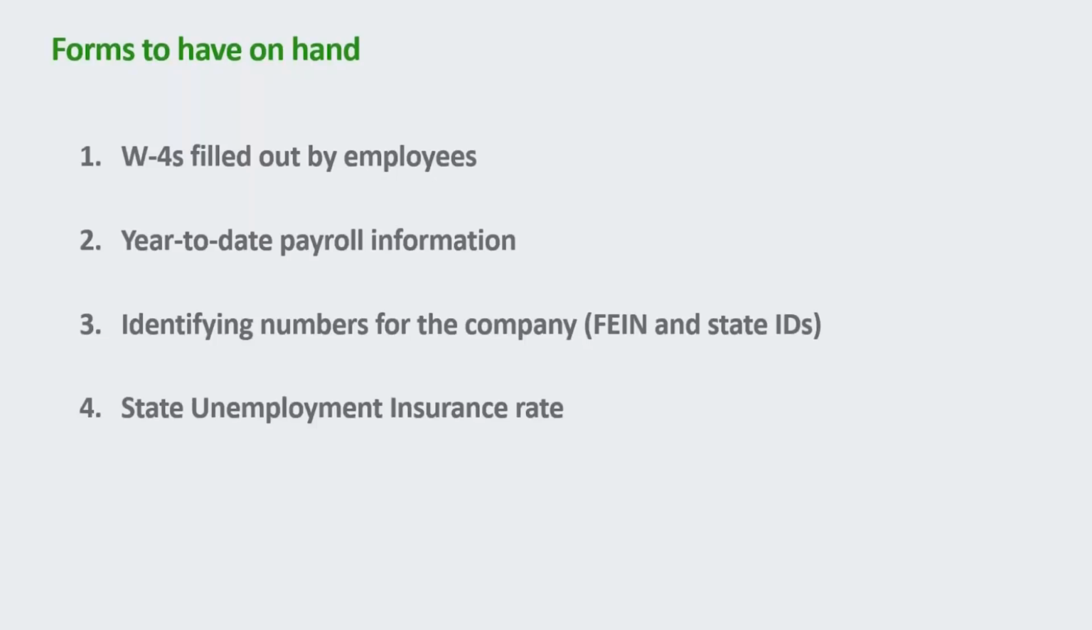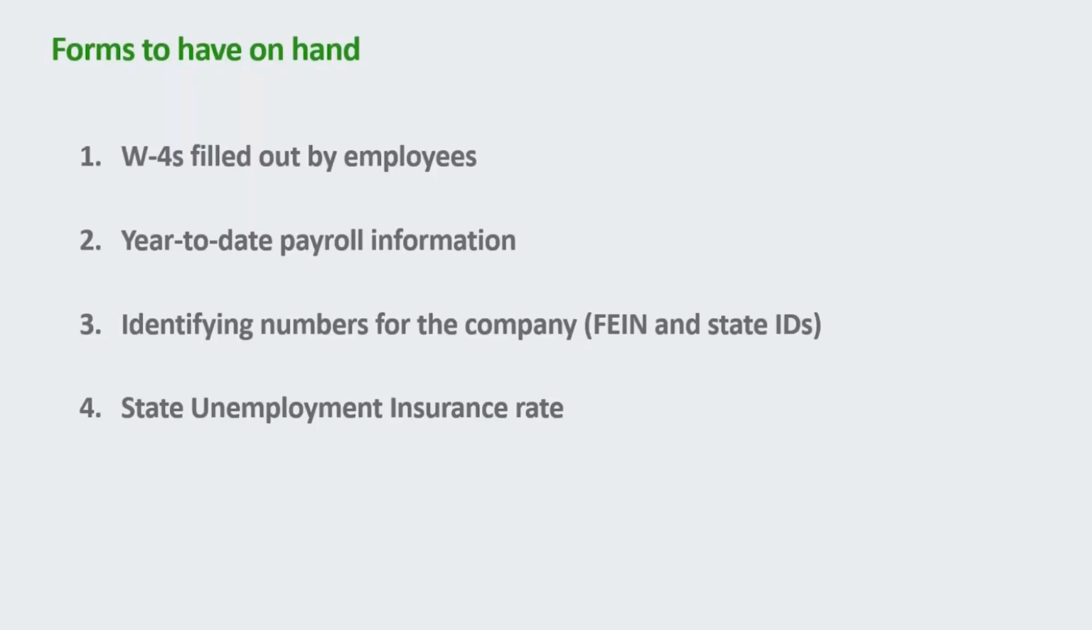Number four, state unemployment insurance rate. This is a rate that is assigned to you by your state based on a variety of factors, one of which being how many recent employees you have that have been drawing unemployment. This is something that's going to be issued to you by your state either yearly or quarterly, and it's good to have that on hand too.